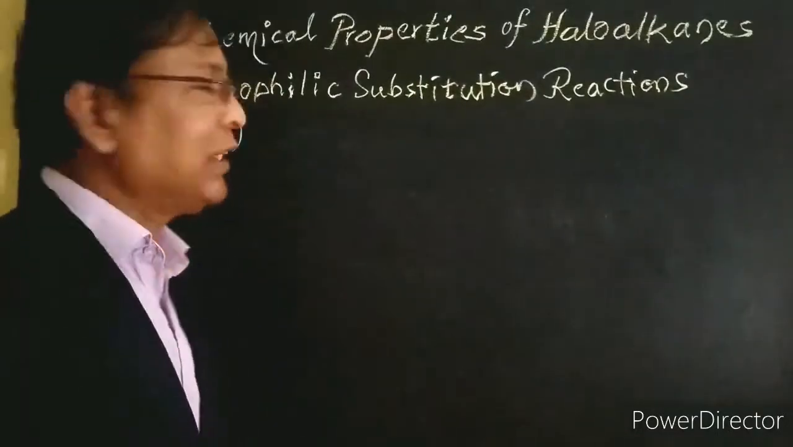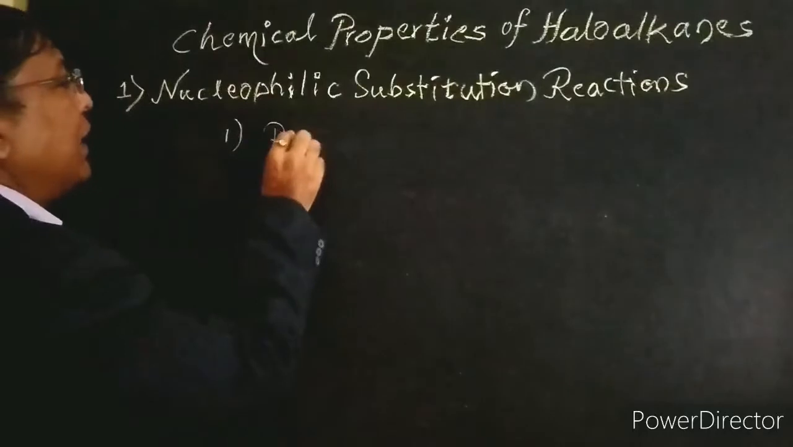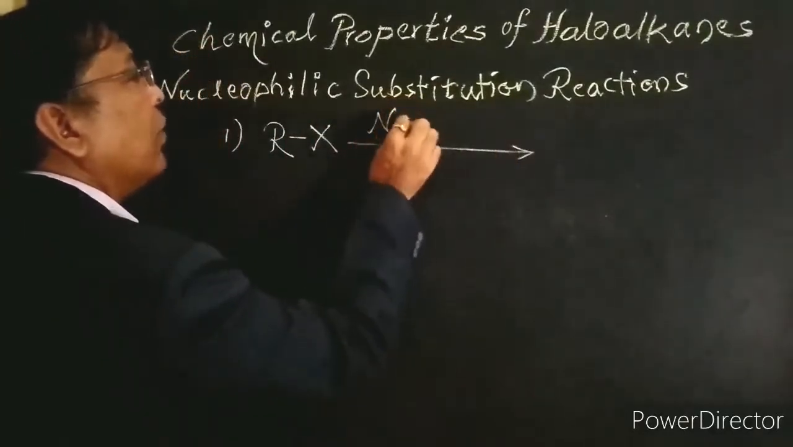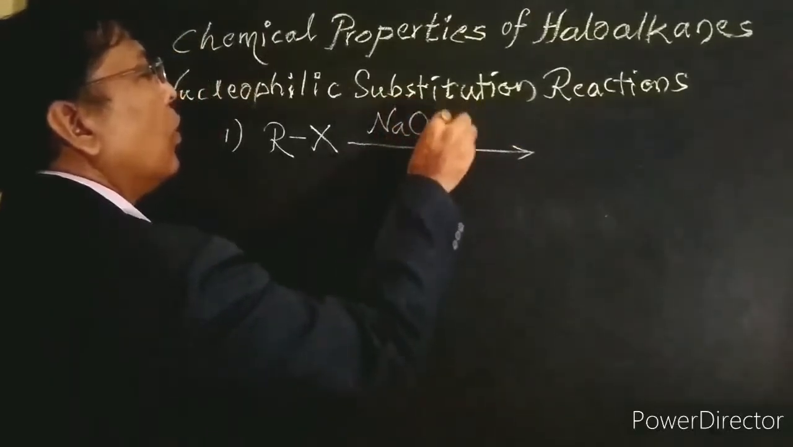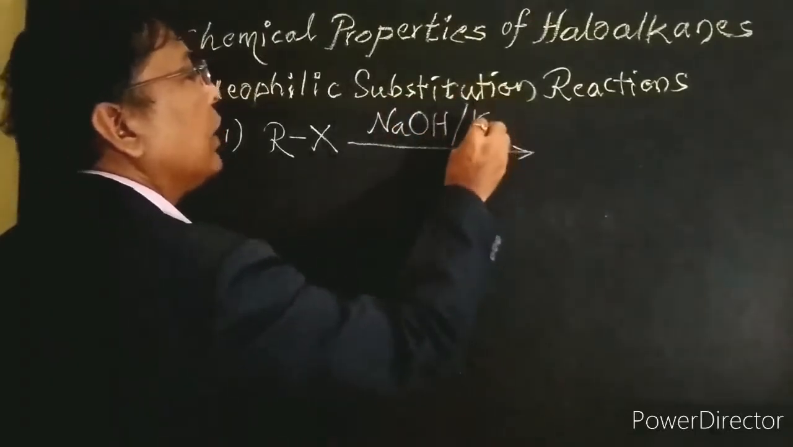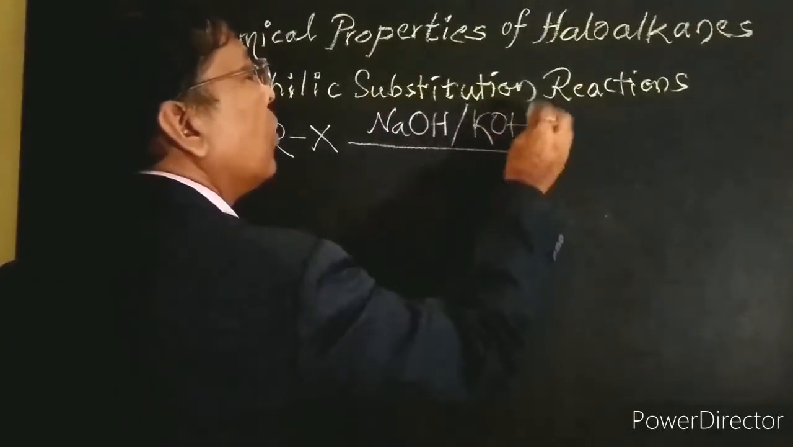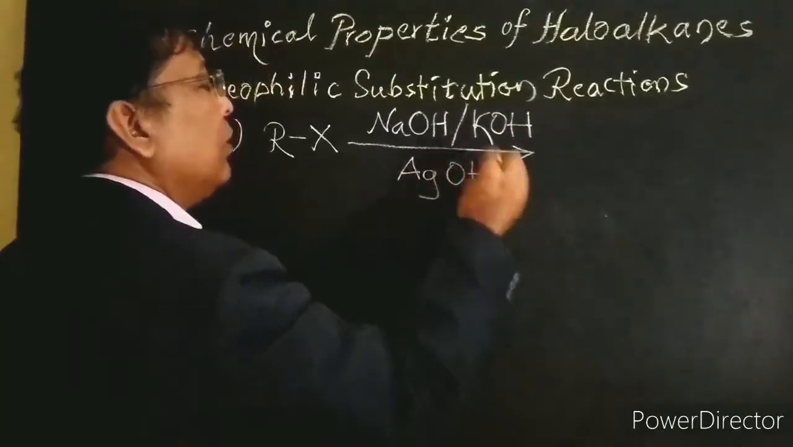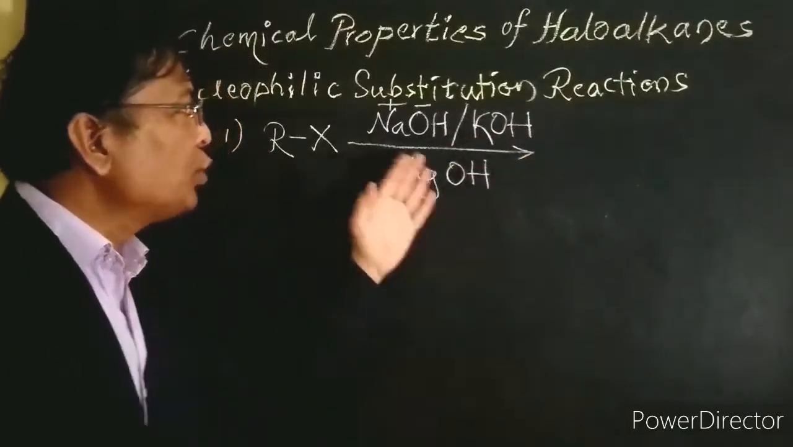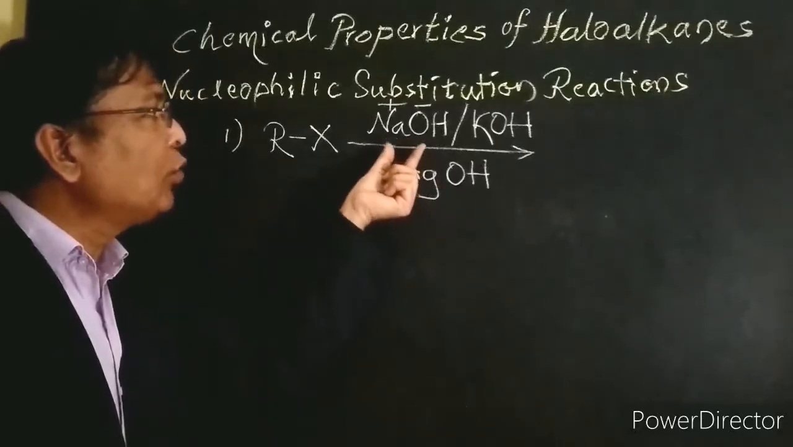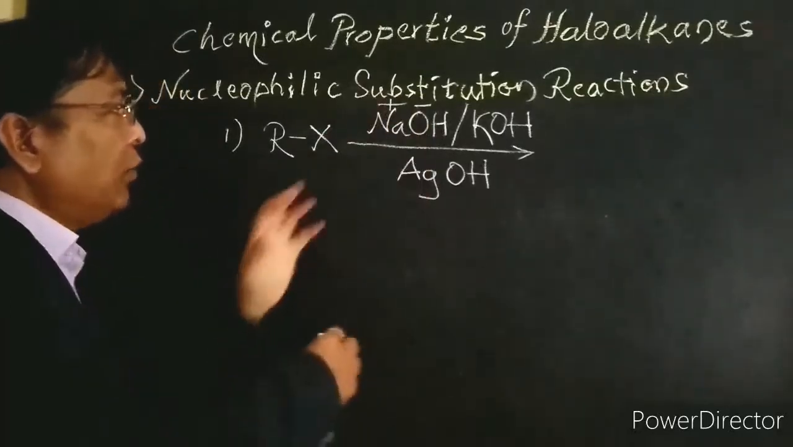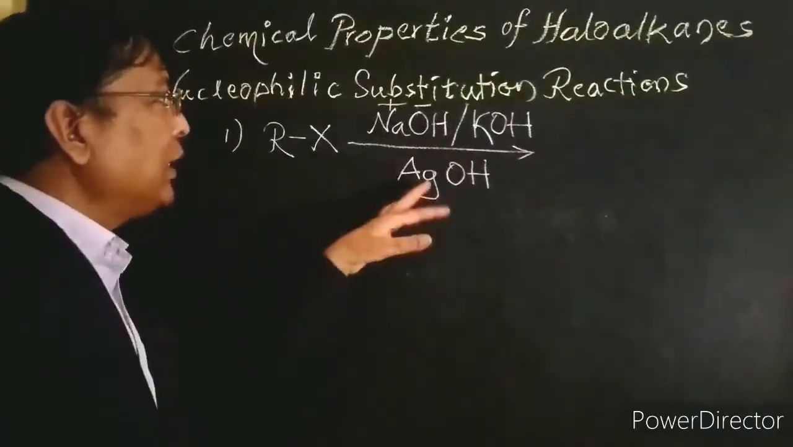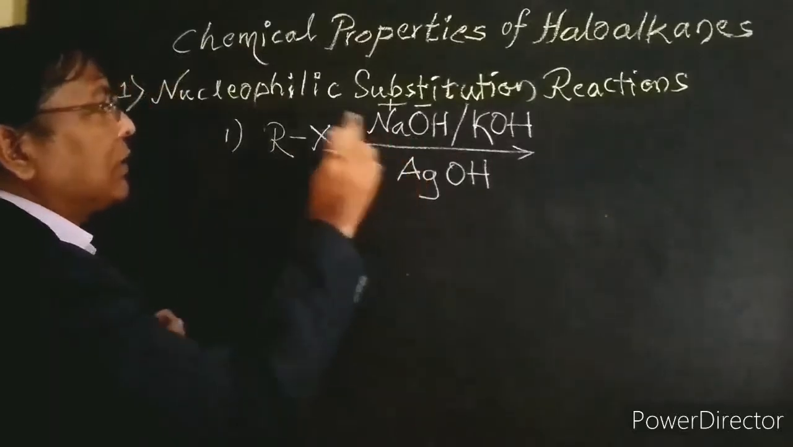The first reaction we will take is the reaction of alkyl halide with NaOH or KOH, potassium hydroxide, or silver hydroxide. Before we write the product, we should be able to find which is the nucleophile in this reagent. If you see here NaOH, Na is positive, therefore OH is negative. Therefore OH minus is the nucleophile.